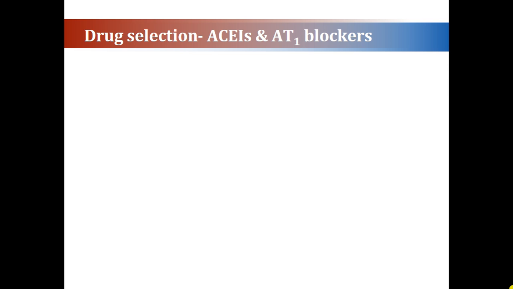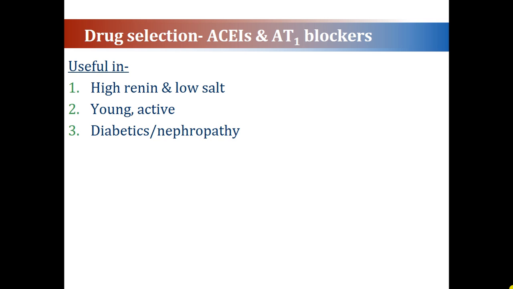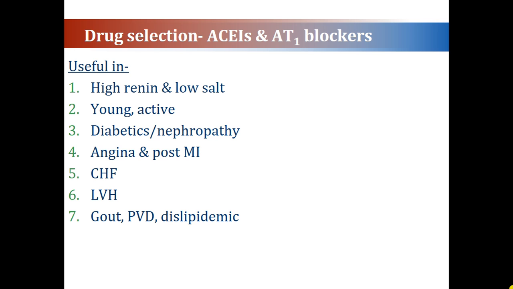Now we go in or revise a bit about this ABCD class. That is ACE inhibitors and angiotensin 1 receptor blockers. They are useful in high renin and low salt intake patients, and in young and active patients. They are drugs of choice in diabetes and coexisting nephropathy, for angina and post-MI patients and congestive heart failure patients, left ventricular failure patients, gout, peripheral vascular disease and dyslipidemia.